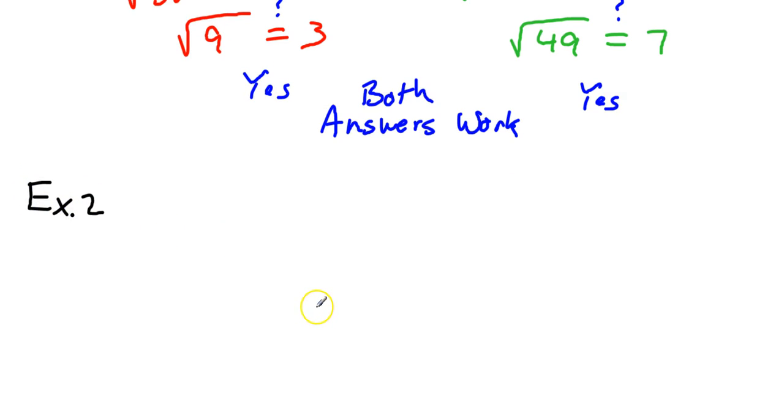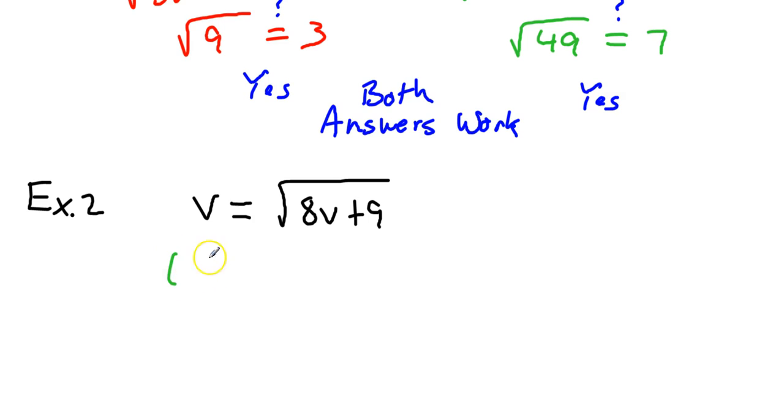All right, for this one, let's go with v equals the square root of 8v plus 9. And with all these problems, every single one of them, they should give you the square root on one side and then the variable on the other side. So all you're going to do is go back and square both sides.